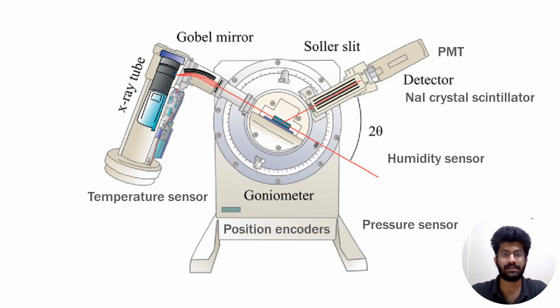The instrument is a real genius. We have many sensors used here. We can see the temperature sensor used to measure the temperature of the X-ray tube cylinder, and sometimes the temperature of the sample as well. We may employ pressure and humidity sensors depending on the need of the experiment. The setup employs a goniometer and position encoders to measure very accurate position values.